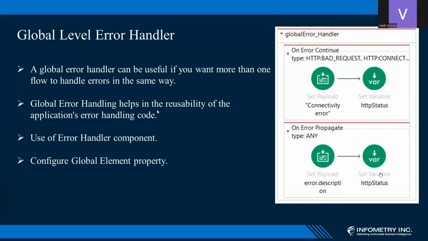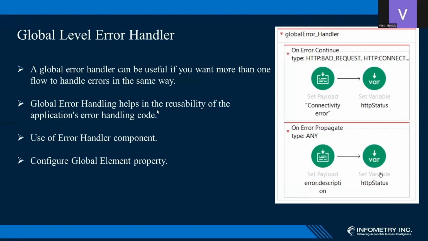We can define this global level handler using the error handler component, and then we can add multiple scopes into it, whether it is On Error Continue or On Error Propagate. For example, in this example, I took On Error Continue, which will be handling HTTP bad request and HTTP connectivity. In the second, On Error Propagate, I'm handling any type of error that comes from any of the flows. So this is the main use of the global error handler. We can customize it and define a single error handling strategy for all our Mule XML files.